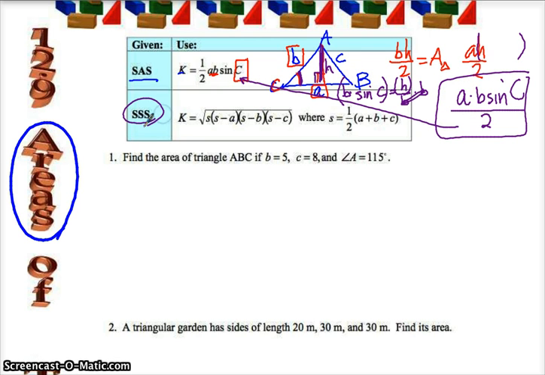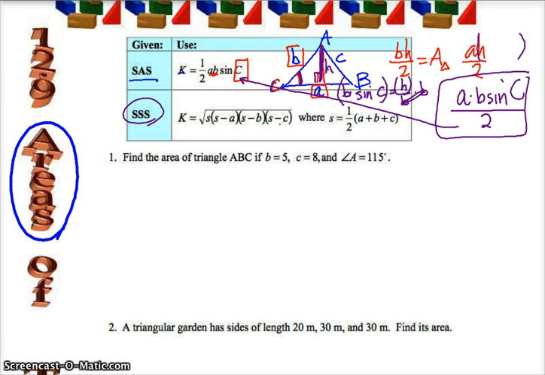Now the other formula is for side, side, side. Sometimes it's called Hero's formula, and you have to first calculate S. S is 1/2 times the sum of A plus B plus C, where A, B, and C are the side lengths, and then you just plug it into this equation.